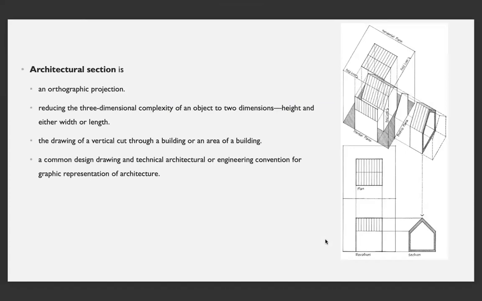An architectural section is an orthographic projection, reducing the three-dimensional complexity of an object to two dimensions, height and either width or length. It is the drawing of a vertical cut through a building or an area of a building. It is a common design drawing and technical architectural or engineering convention for graphical representation of architecture.